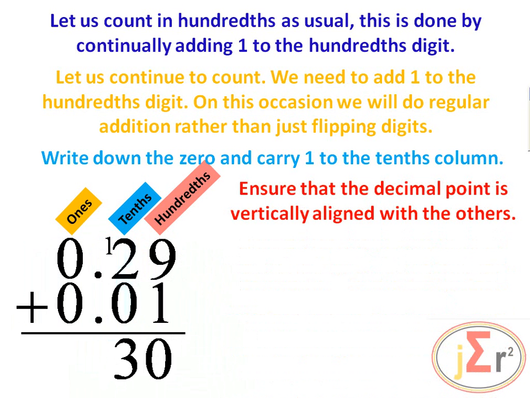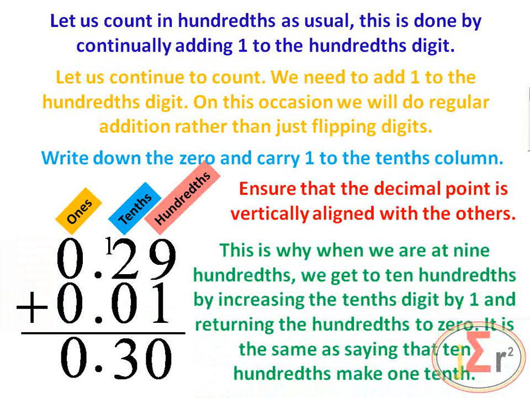Ensure that the decimal point is vertically aligned with the others. And also, no whole number part. This is why when we are at 9 hundredths, we get to 10 hundredths by increasing the 10th digit by 1 and returning the hundredth digit to 0. It is the same as saying that 10 hundredths make 1/10.